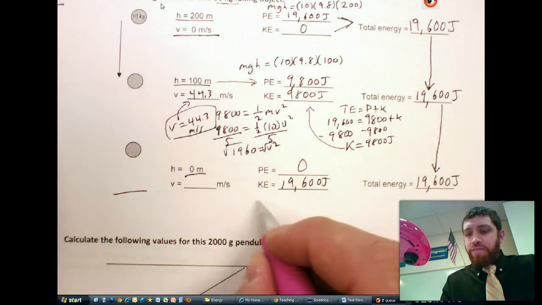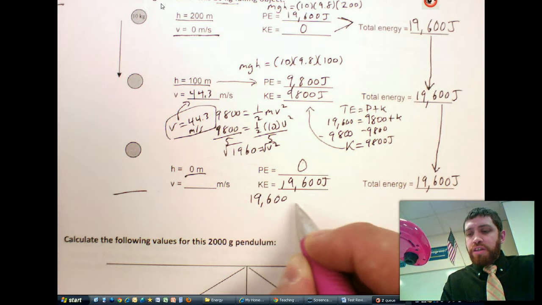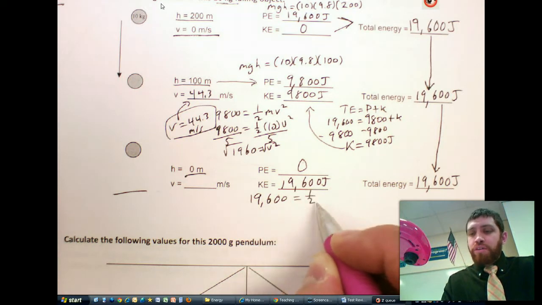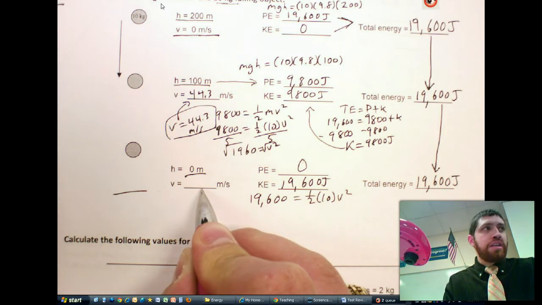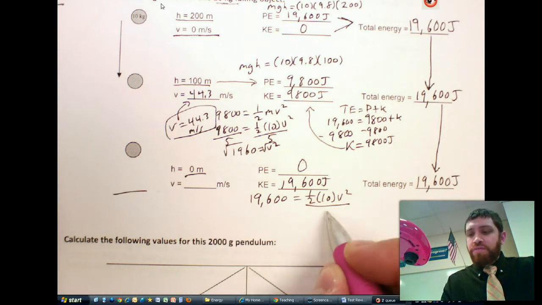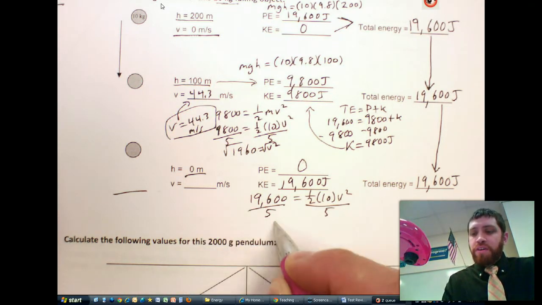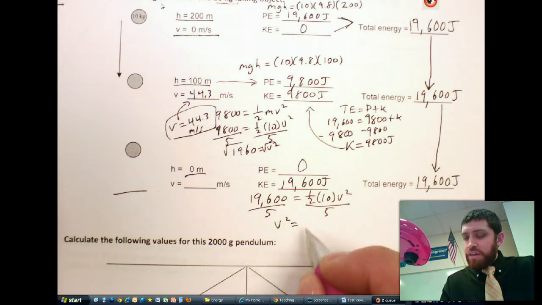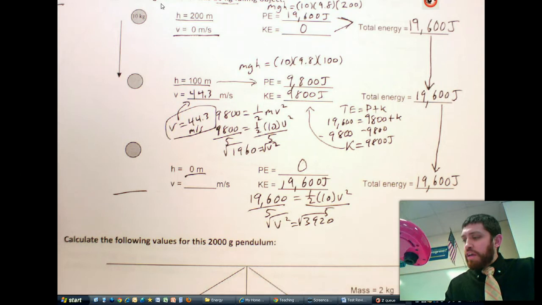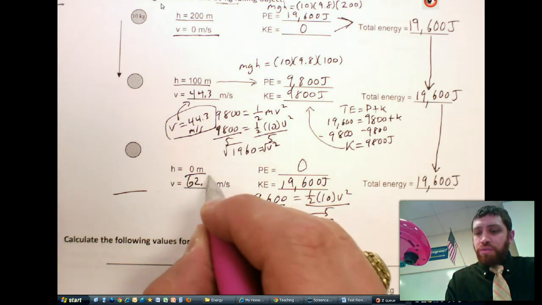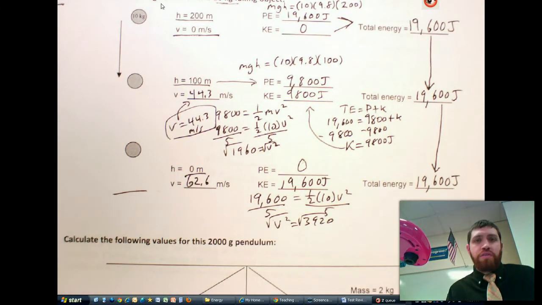And go our 1/2 mv squared again. So 19,600 equals 1/2 m, which is 10, times v squared. We're going to solve for v to plug it in here. 1/2 of 10 is 5. Divide by 5. V squared, you get 3920. Take the square root, and you should get 62.6 meters per second for the speed. All right? Hope that works for you.